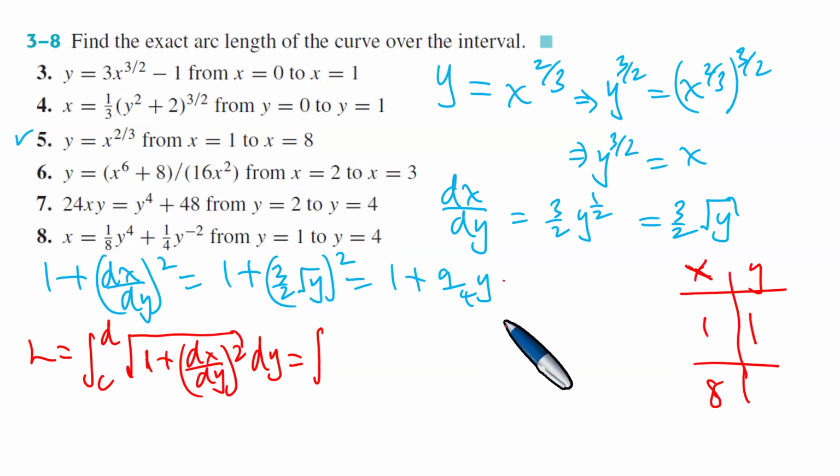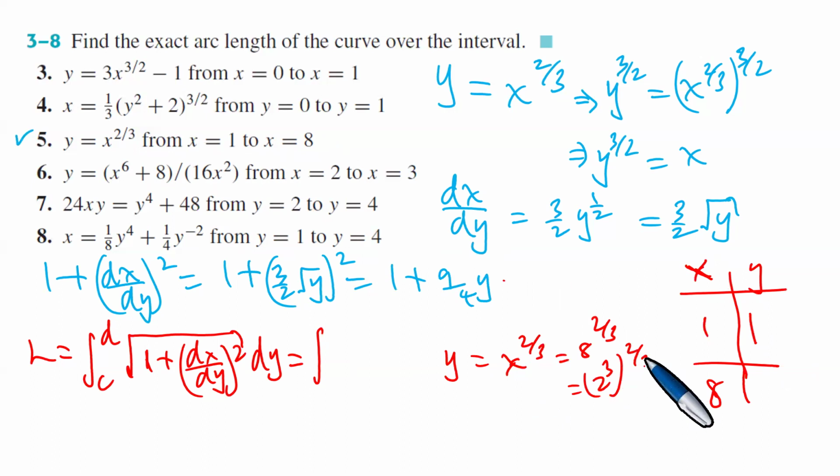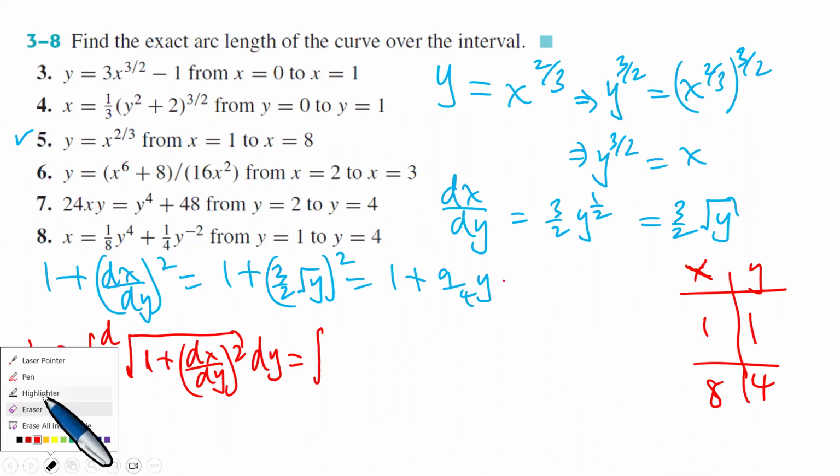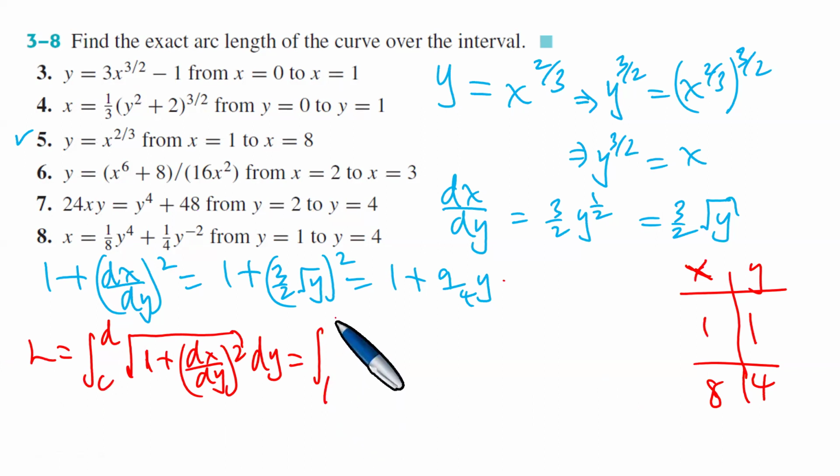If x is 8, in the expression 2/3, x is 8 to the power 2/3. 8 is 2 cubed to the power 2/3. 3 divides, and then you have 2 to the 2, which is 4. So which means y is going to be exactly a 4. Take note. So that you have 1 to 4.